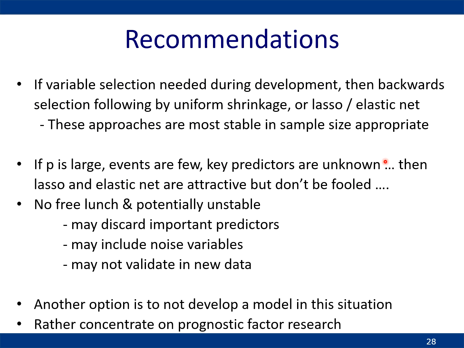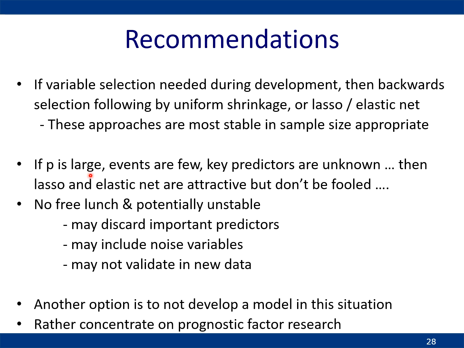If we want to do variable selection using some statistical approach during the model development, then we again are happy to use backward selection followed by uniform shrinkage, where the uniform shrinkage estimate is from bootstrapping and allows for backward selection during the bootstrapping process, so it's honest in terms of that process of variable selection. We're also happy to use a lasso or elastic net for variable selection in situations where the sample size is appropriate, because it's in those situations where the sample size is appropriate that the backward selection and the lasso or elastic net are going to be stable or more stable.